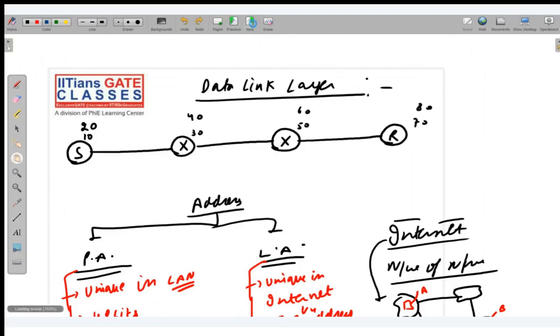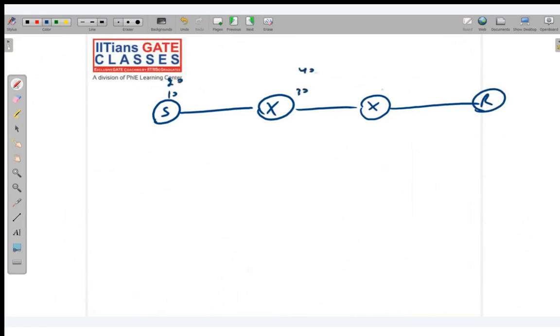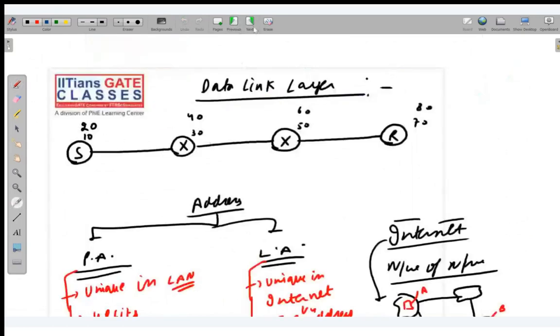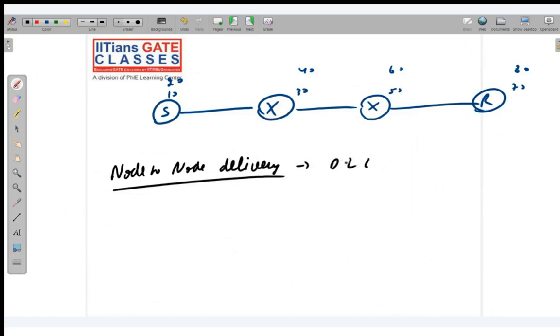So this is the sender. One node, another node, and this is the receiver. So 10, 20, 30, 40, 50, 60, 70, 80. So what I was saying, that we have a sender and receiver, and first of all, data will go from sender to this node. So who will handle this node-to-node delivery? Node-to-node delivery, that is taken care by data link layer. So it will handle all the issues related to node-to-node delivery.